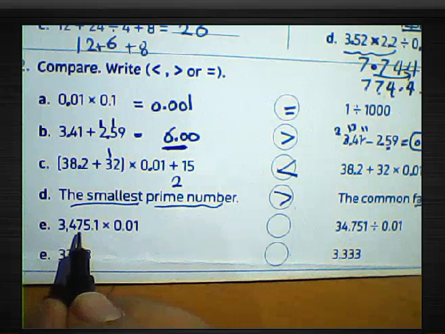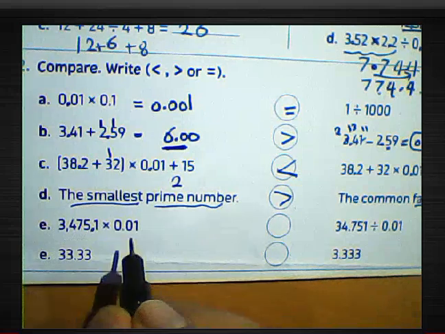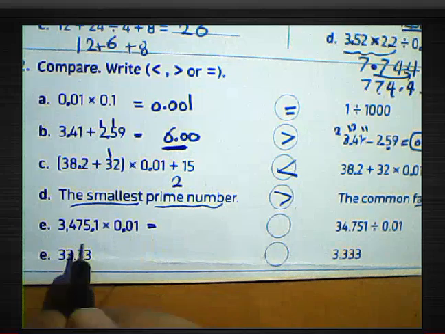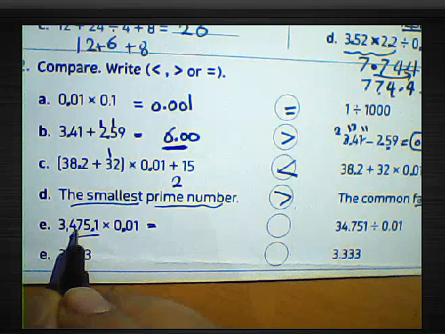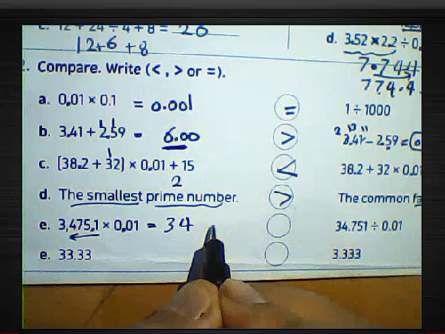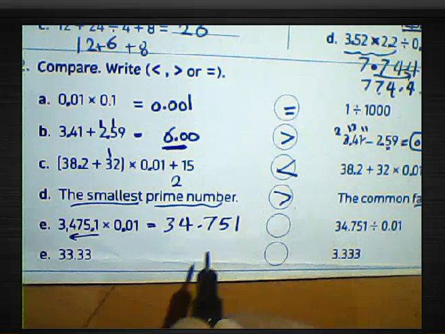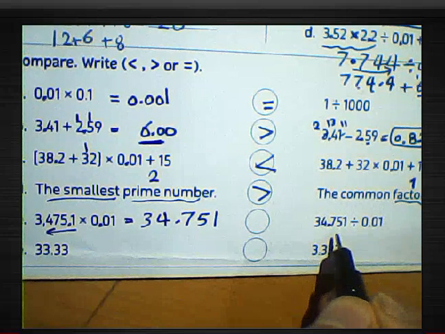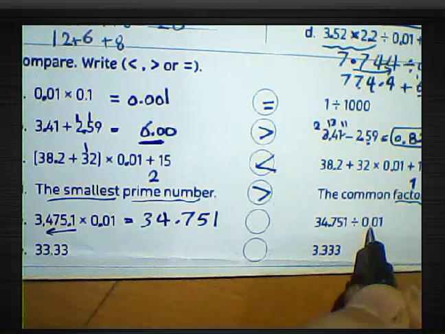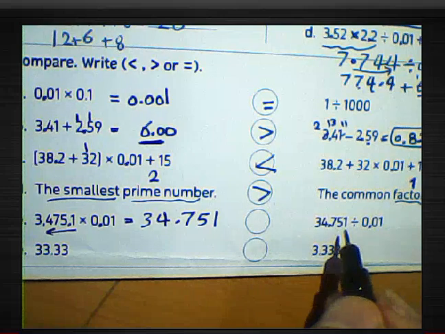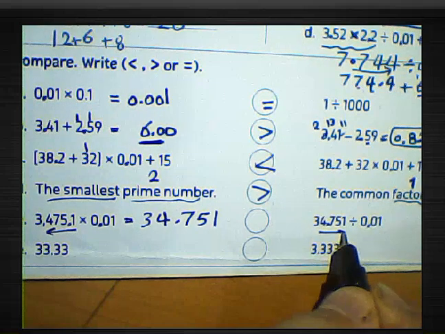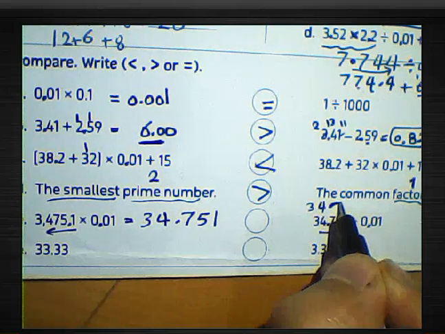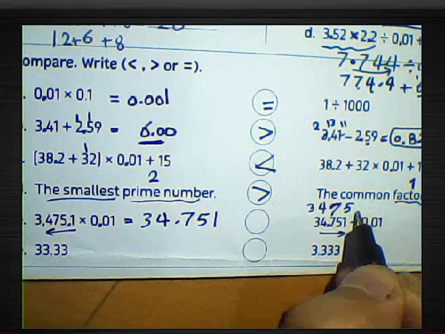Letter E, 3475.1 times 100th. What does it mean? We must move the point from right hand side to left hand side by 2 digits. The result will be 34.751. And here 34.751 divided by 100th. We can move the point from left hand side to right hand side by 2 digits. We can write 34.751.